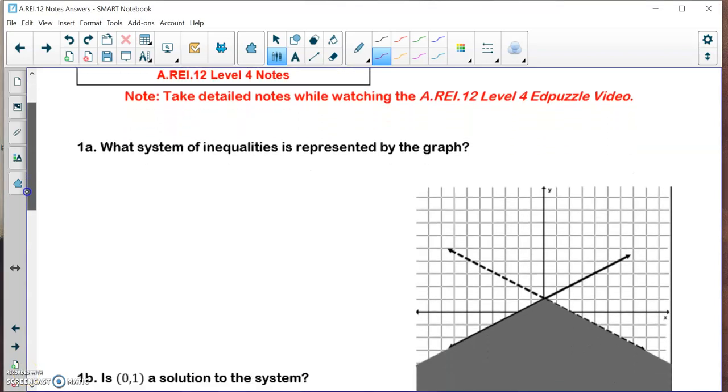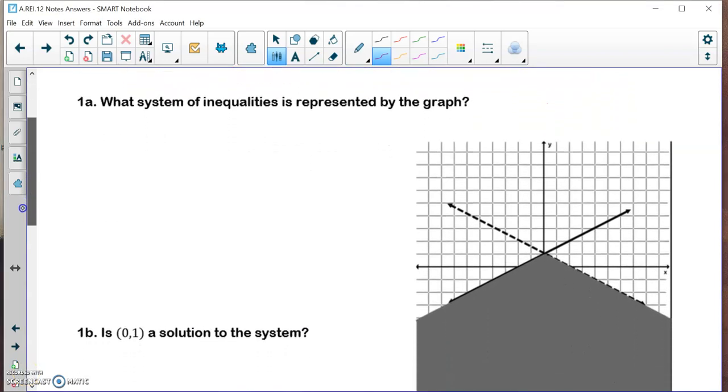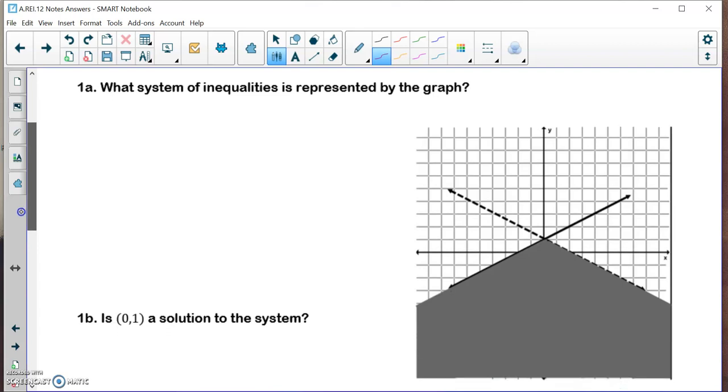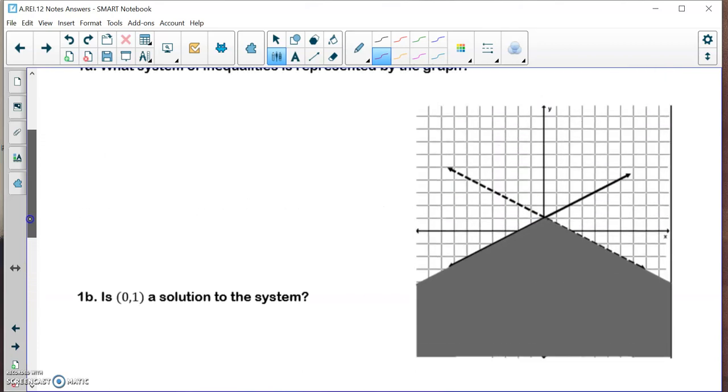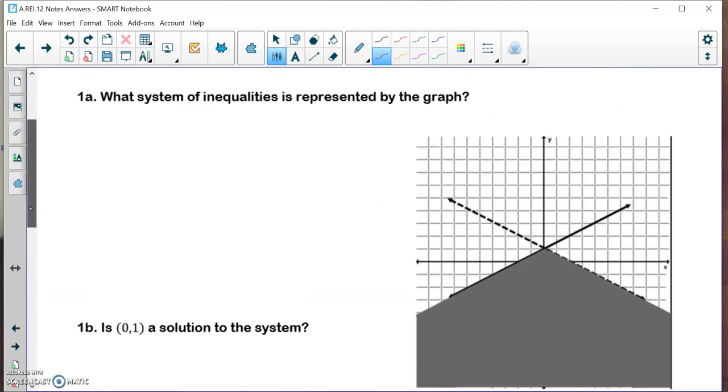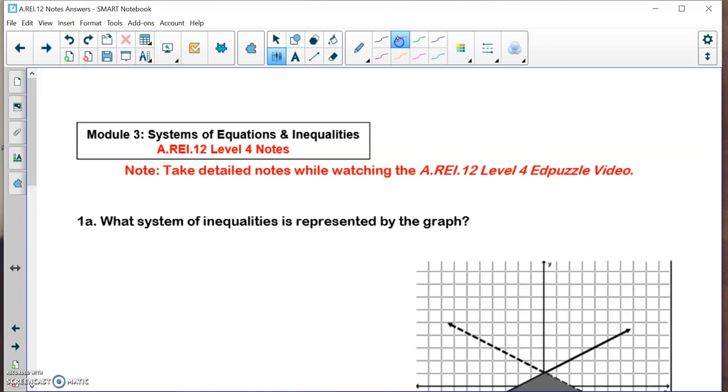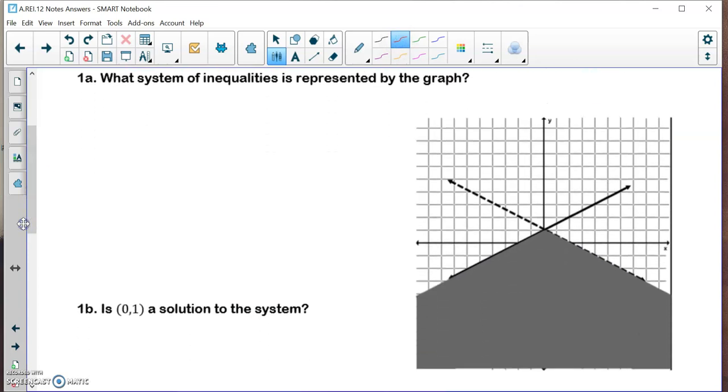Okay, so now we're looking at a graph and we're going to write the system of inequalities represented by the graph. Number 1 is going to be slightly different than number 2. Let's get started. So let's look at the solid line first for number 1.